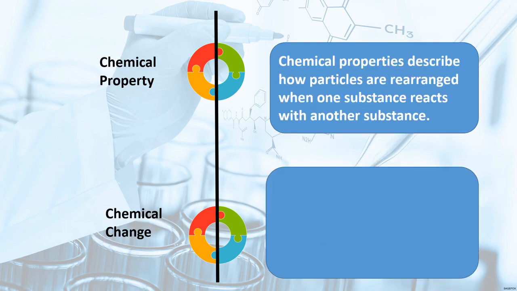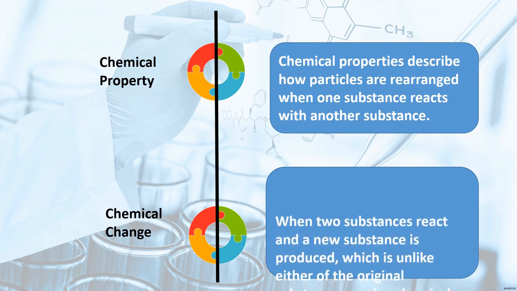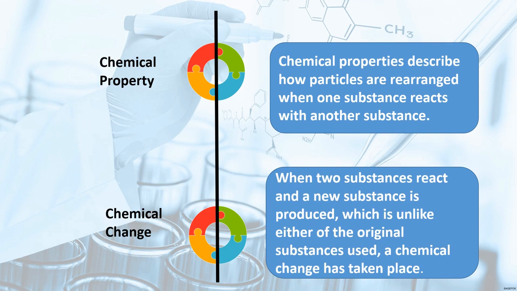Chemical property. Chemical properties describe how particles are rearranged when one substance reacts with another substance. Chemical change. When two substances react and a new substance is produced, which is unlike either of the original substances used, a chemical change has taken place.